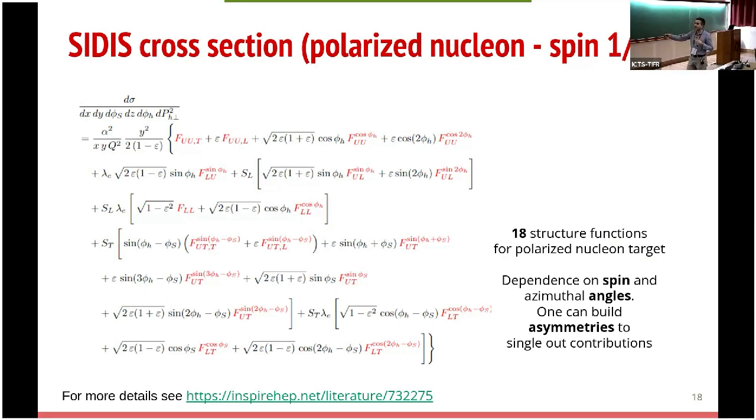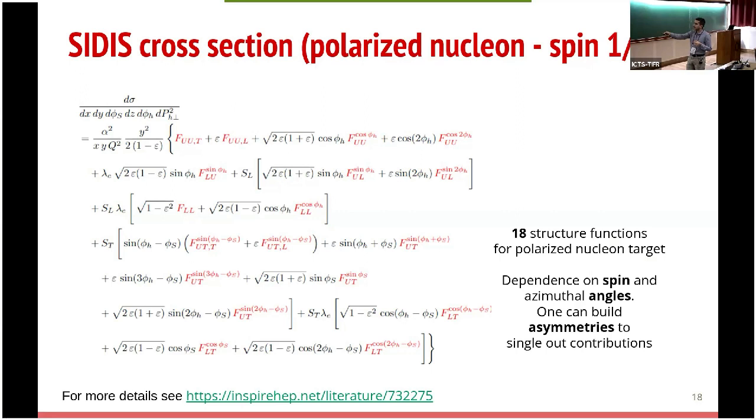superscript here, which is the sine of phi h minus phi s. What does it mean? It means that the cross-section, or the structure function, is multiplied exactly by this azimuthal modulation. Okay, so it's just a convenient way to organize all the contributions. We're gonna see actually that this one here contains one of the most interesting TMDs, which is the Sivers function.